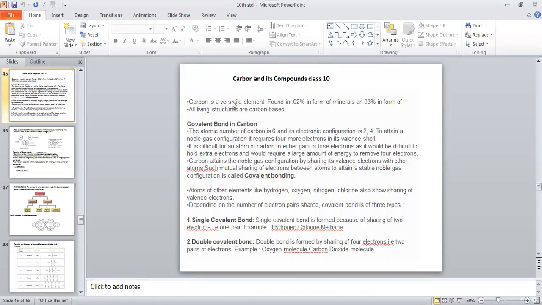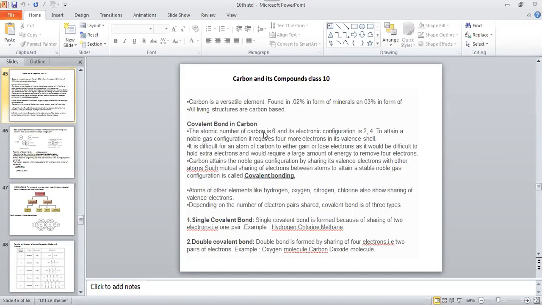It is a versatile element. It is found in 0.02% in the form of minerals and 3% in the form of combined with others, in the free form. All living structures are based on carbon. So, covalent bond in carbon: the type of bonds present in carbon and its compounds are covalent bonds. So what is a covalent bond?